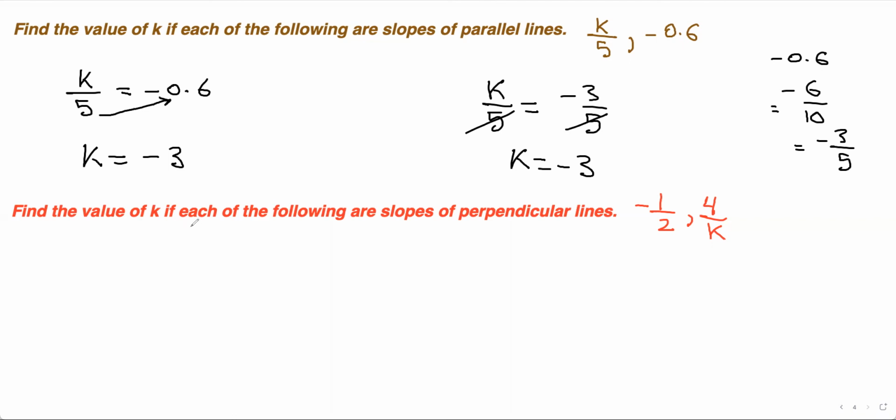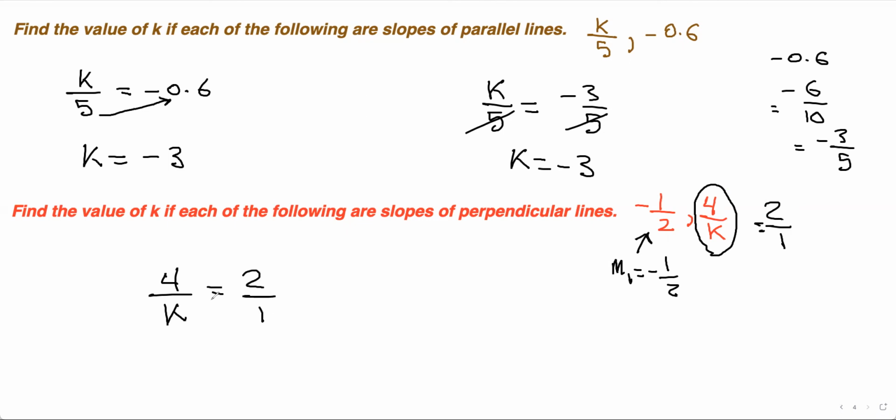Find the value of k if each of the following are slopes of perpendicular lines. Now, if these two lines are perpendicular, then this slope and this slope should be the negative reciprocal of one another. So we know one slope, which is m1, negative 1 over half. And therefore, this here should equal 2 over 1, because if two lines are perpendicular, then they should have the negative reciprocal slope of one another. So if this is negative 1/2, then this should equal 2 over 1, or 2. So now you could just take the 4 over k and make it equal 2 over 1. And then just cross multiply.